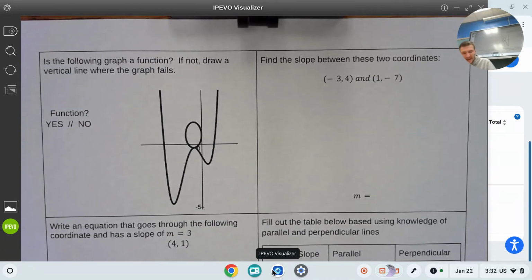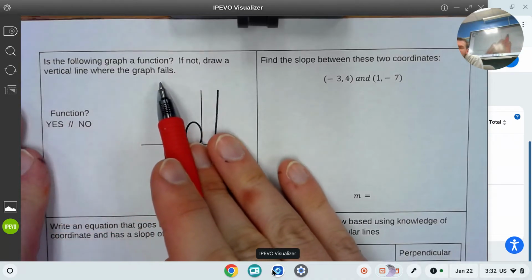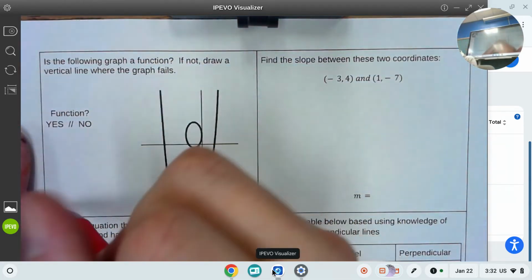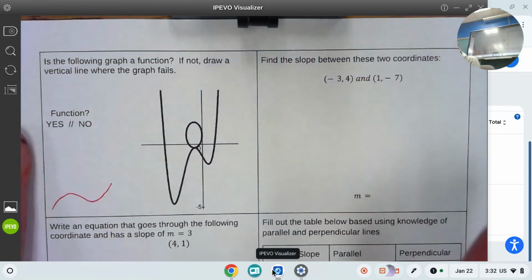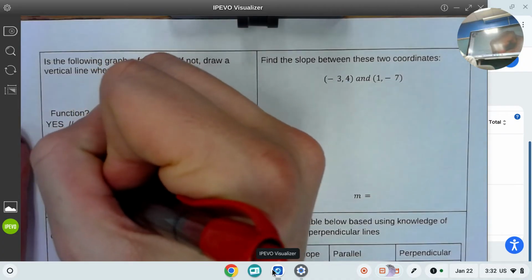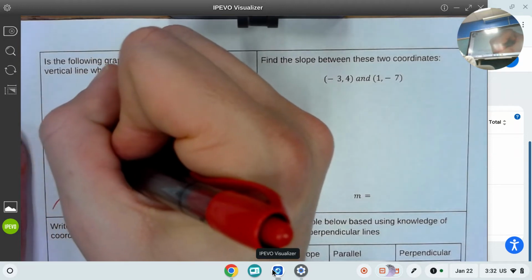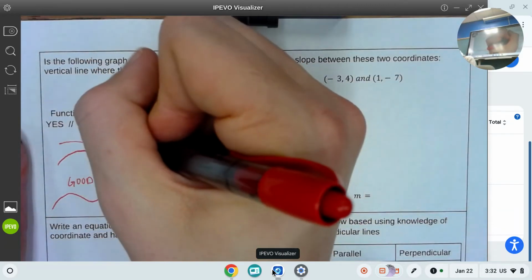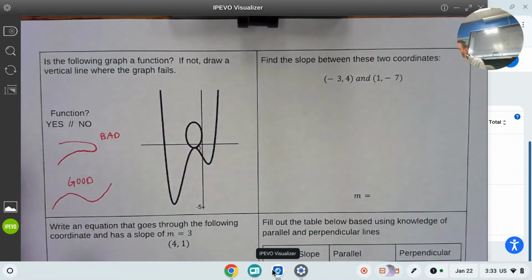I remember during the practice, a student asked a very good question here. Is the following graph a function? If not, draw a vertical line where the graph fails. So when it comes to functions, anything that looks like it doesn't overlap itself is going to be good. But as soon as you get a graph that goes back on itself, this is going to be bad. And the way that we've done this is working with the vertical line test.